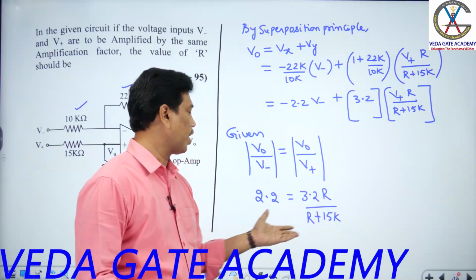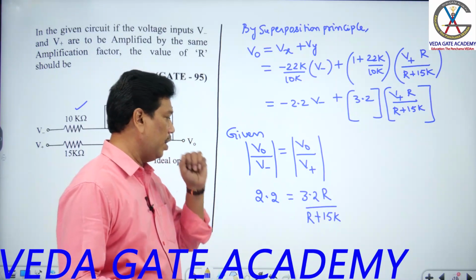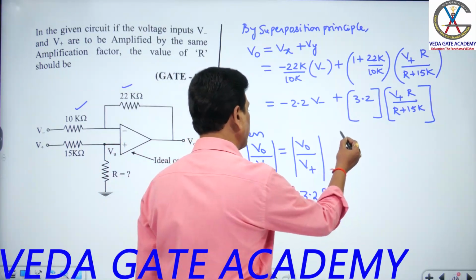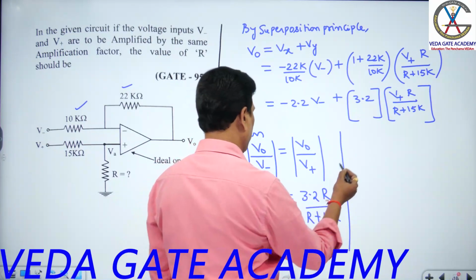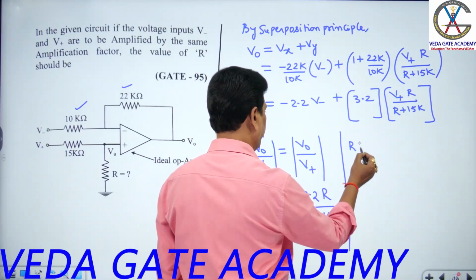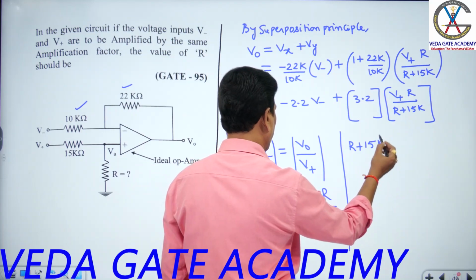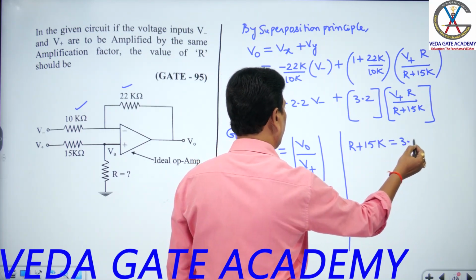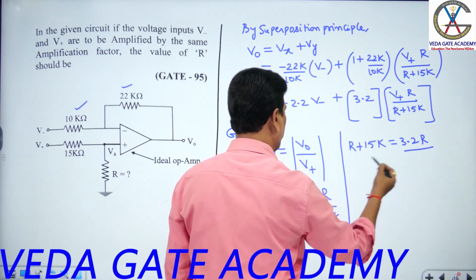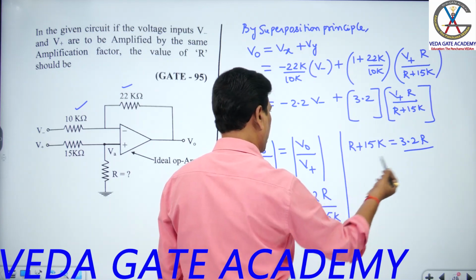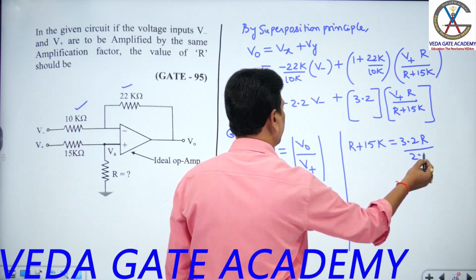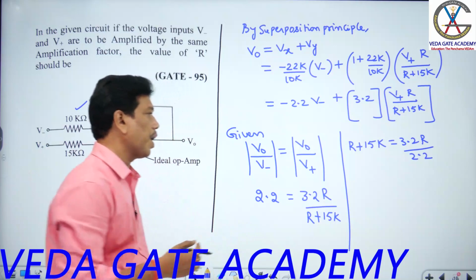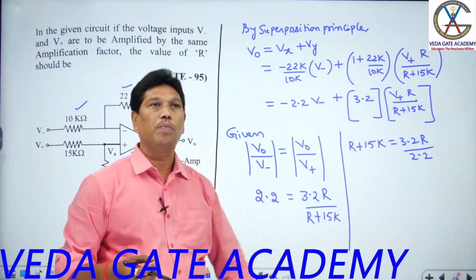So here, by that, you are able to get the value of R now. Can I go over this now, students? Now R plus 15K equals 3.2R by 2.2.